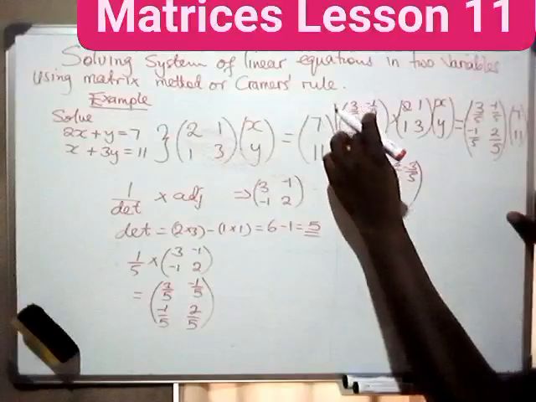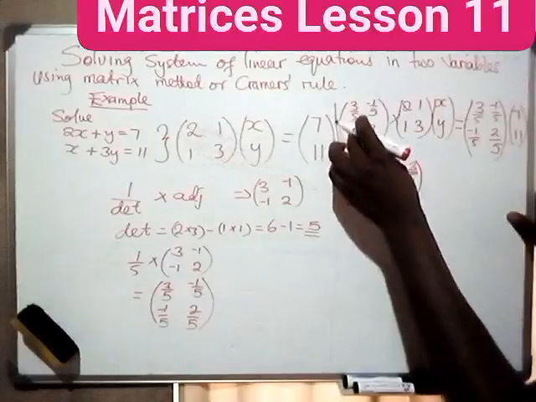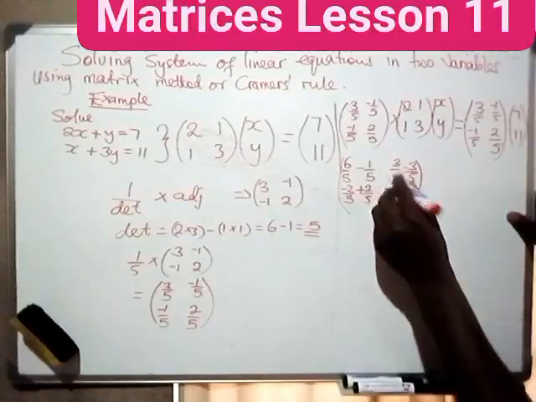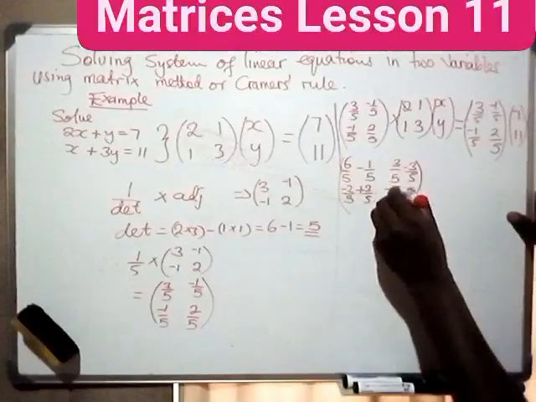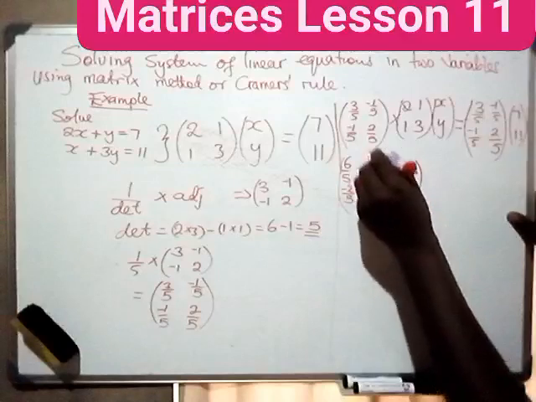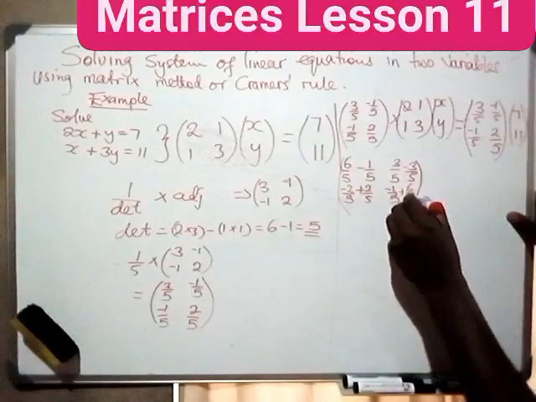Then 2 over 5 multiplied by 1, we are going to have plus 2 over 5. Then we come to negative 1 over 5 multiplied by 1. We are going to have negative 1 over 5, plus the same thing multiplied by that one, we're going to have 6 over 5.